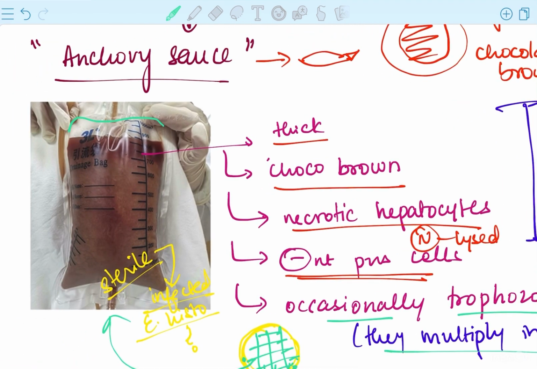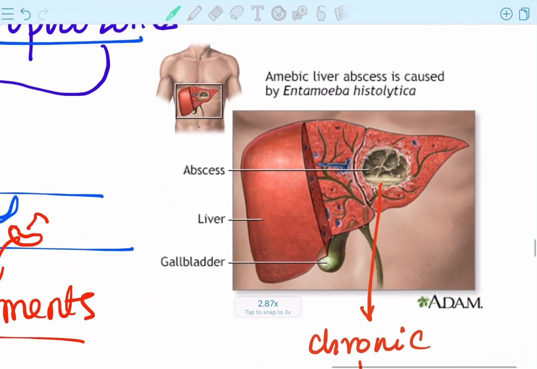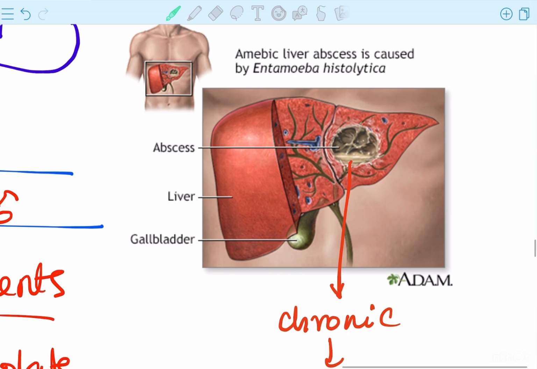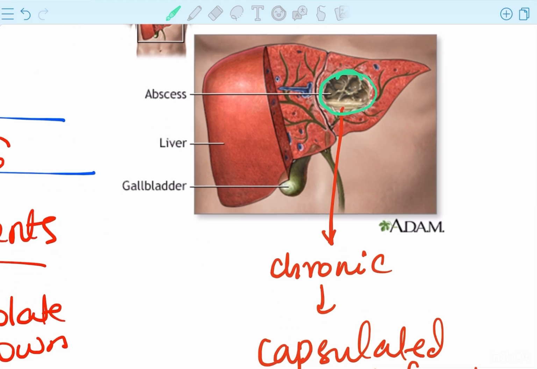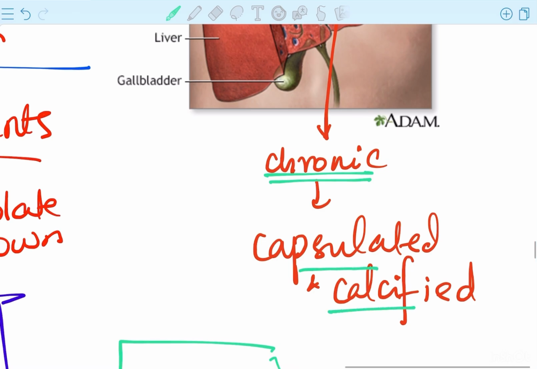Don't think this to be the anchovy sauce. This is the pus inside the amoebic abscess. Here in this picture you can see the pus and the big abscess you can see. In a chronic period, it can also get encapsulated and calcified.